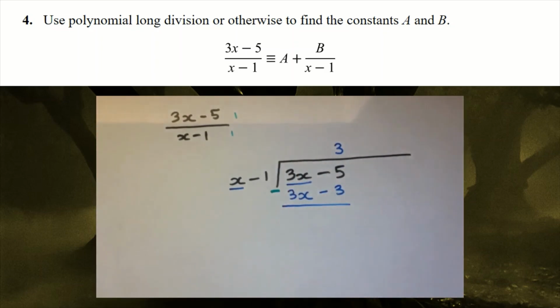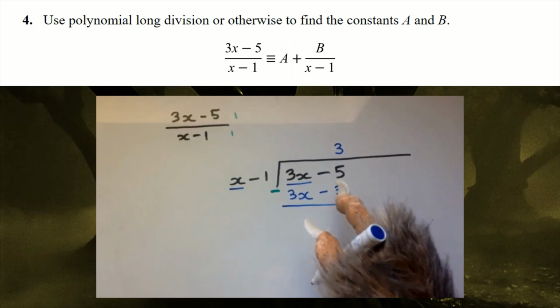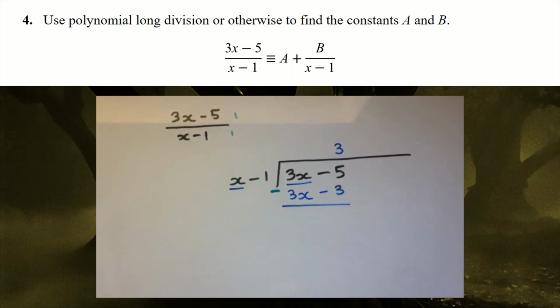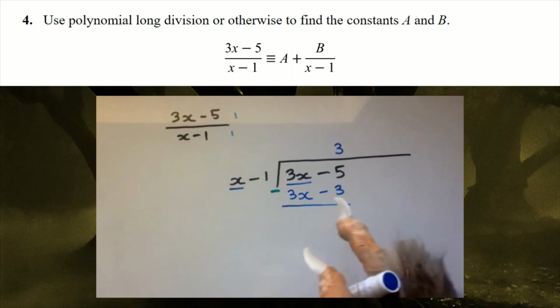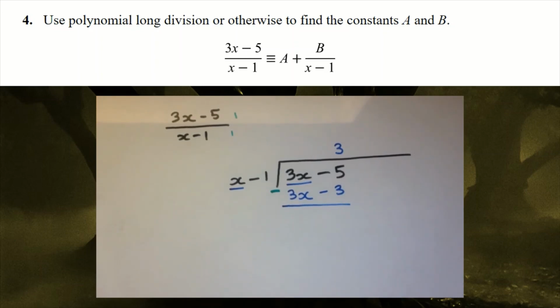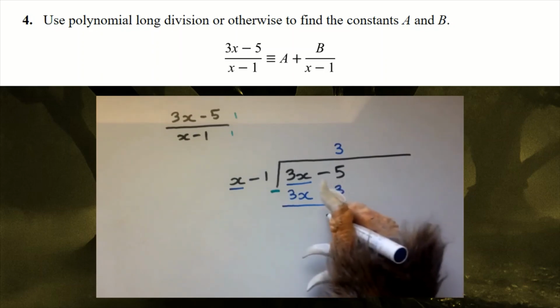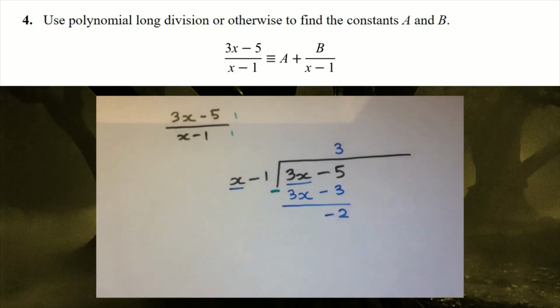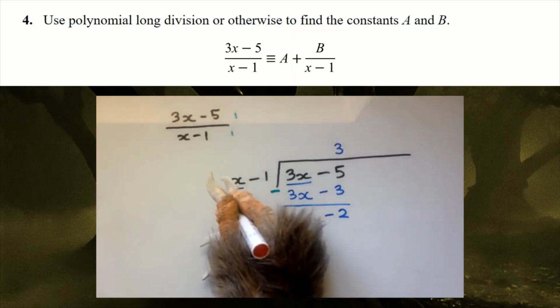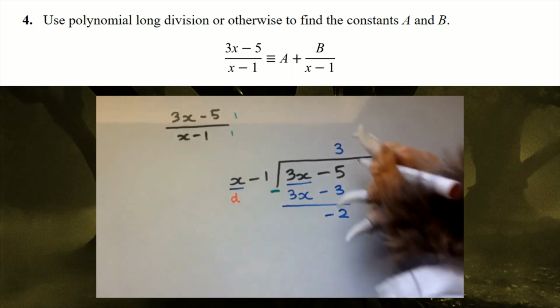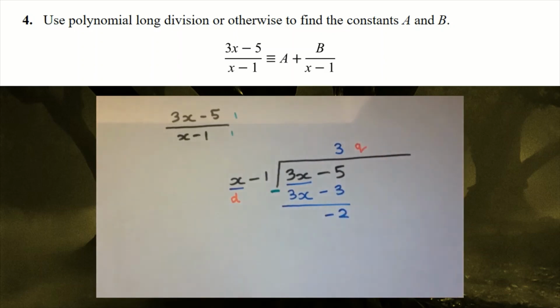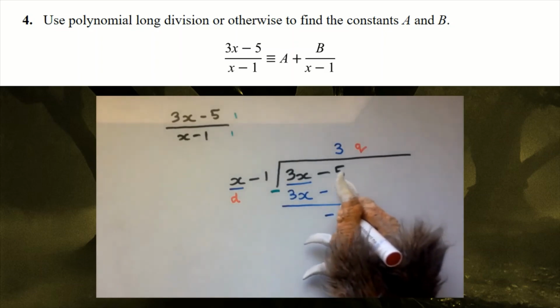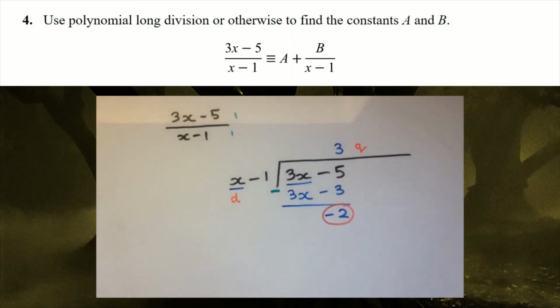3x subtract 3x cancels, as it always should. And then I have to be very careful here. I have -5 subtract -3. So in effect I've got -5 add 3, which will give me -2. So that's -2, and we're finished. There's nothing else to do. So let's just have a look what we've got here. Remember, this is my divisor here. That's my divisor. This is my quotient up at the top, and you'll probably guess the -2 is the remainder.